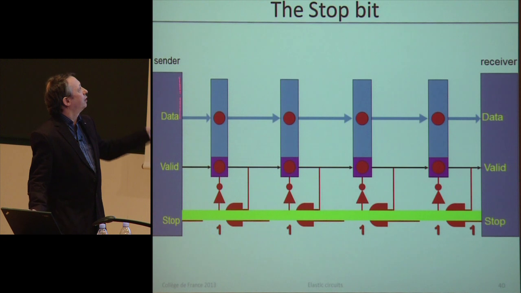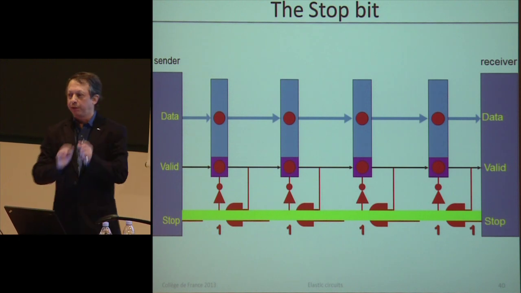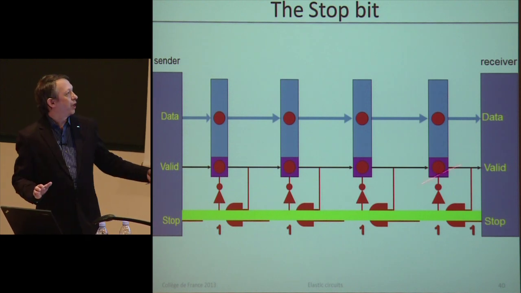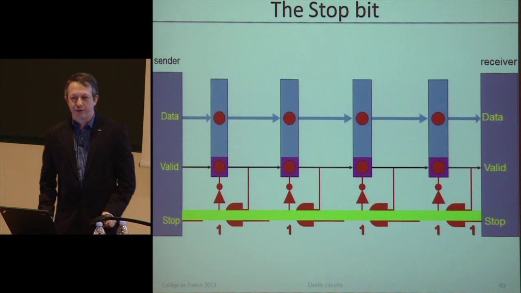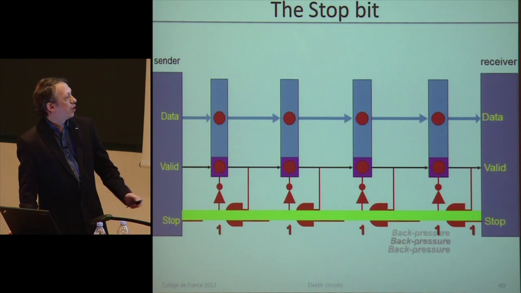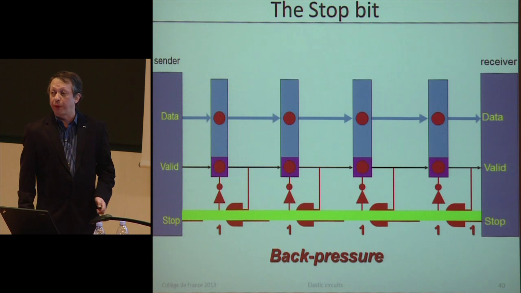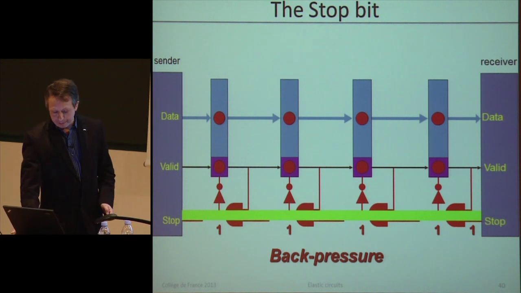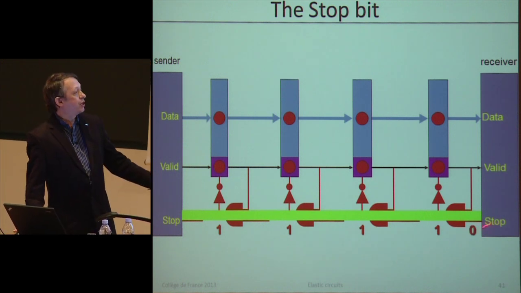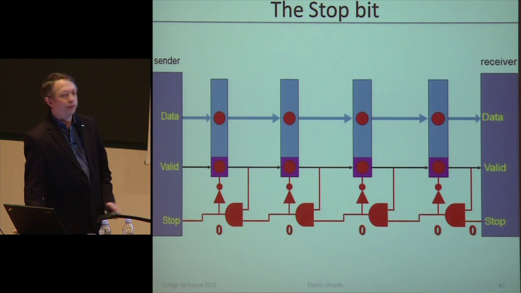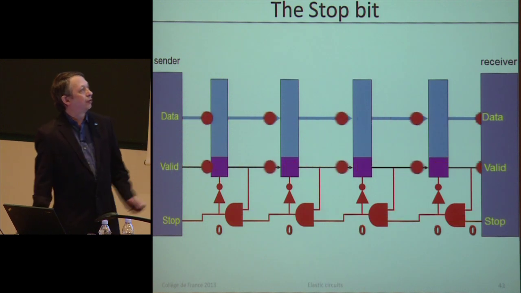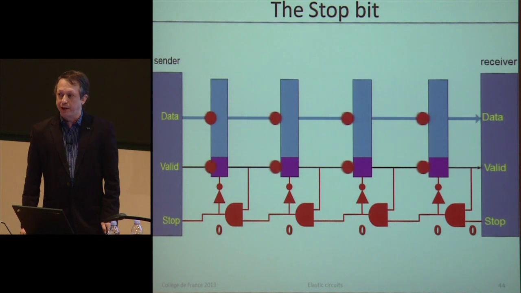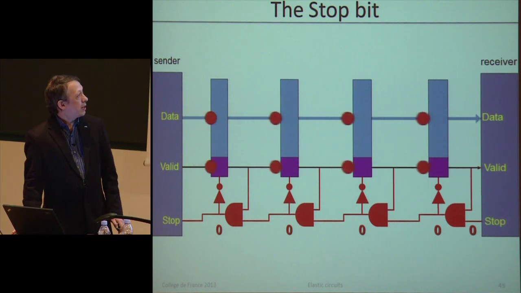and this stop will propagate until it reaches the sender, and we say, okay, stop sending data because the pipeline is full, and we cannot swallow data here at the receiver side. Okay, when the stop, and this phenomenon is called the back pressure in system design. When the stop signal becomes 0, then all of them will be released, and the data will be able to be propagated. Okay, that's not a problem.